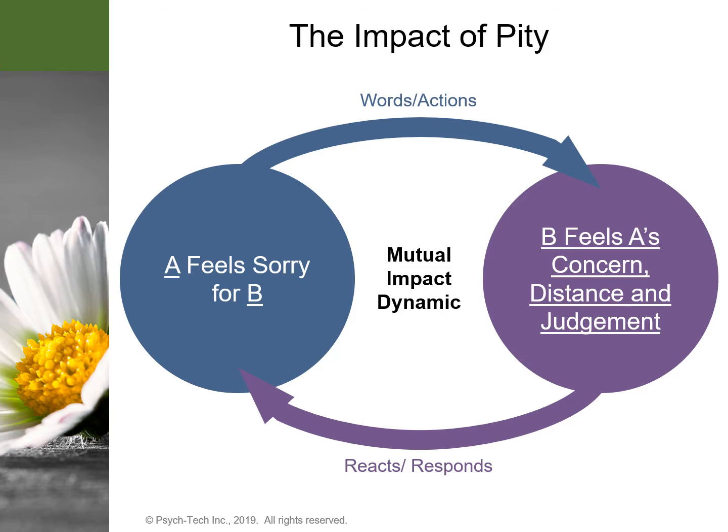Here, B experiences some concern for A, but from an emotional distance and also with some judgment, as A seems to feel sorry for B. B has become the target or recipient of A's pity. B is psychologically impacted by this and reacts and responds as the object of A's pity.